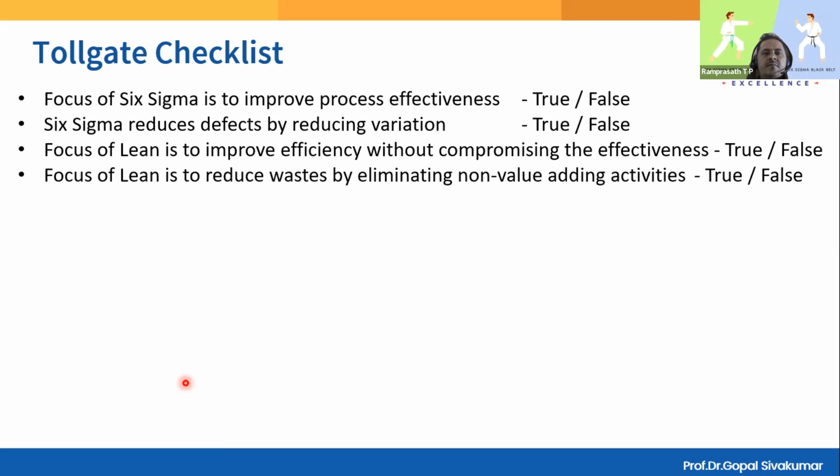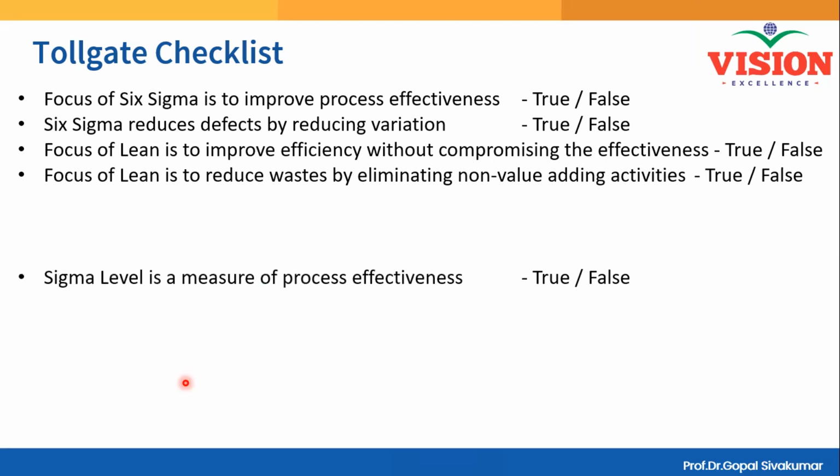Focus of Lean is to reduce waste by eliminating the non-value adding activities. Any unproductive activity, any form of inefficiency are known as wasteful activities, right? Yes. Sigma level is a measure of process effectiveness. Higher the sigma level, higher will be the process effectiveness. Higher the sigma level, higher will be the success rate. Higher the sigma level, lower will be the rejection.